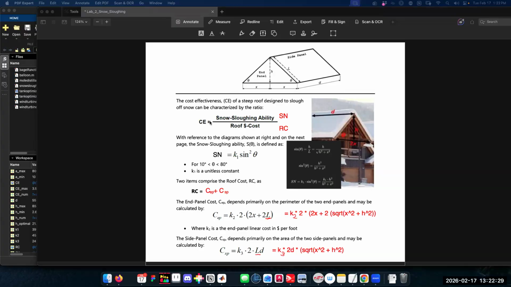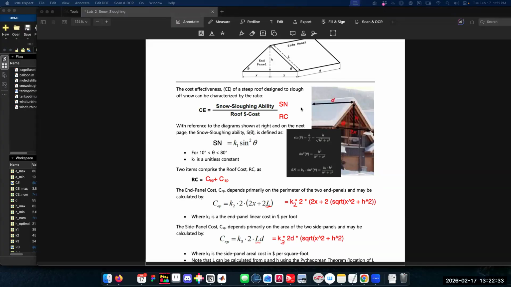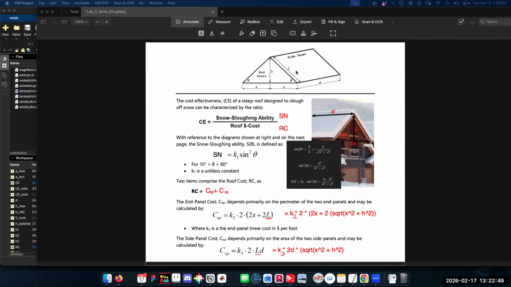The first thing is that we had cost effectiveness CE, but now it's easier to see with a numerator and denominator, so we're calling it snow sloughing as SN and roof cost as RC. The numerator SN is defined here, K1 sine squared theta, except there's a hint at the bottom of the document that says to do it only in terms of h. Yeah, exactly. And then whenever there's that theta, we have to replace it.